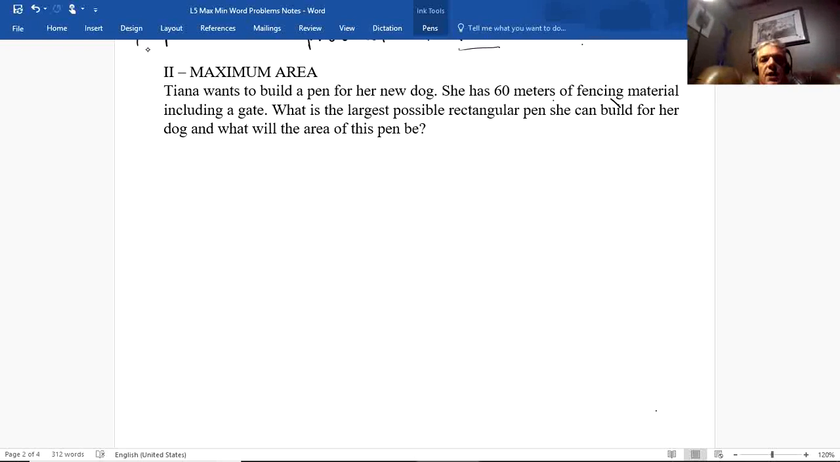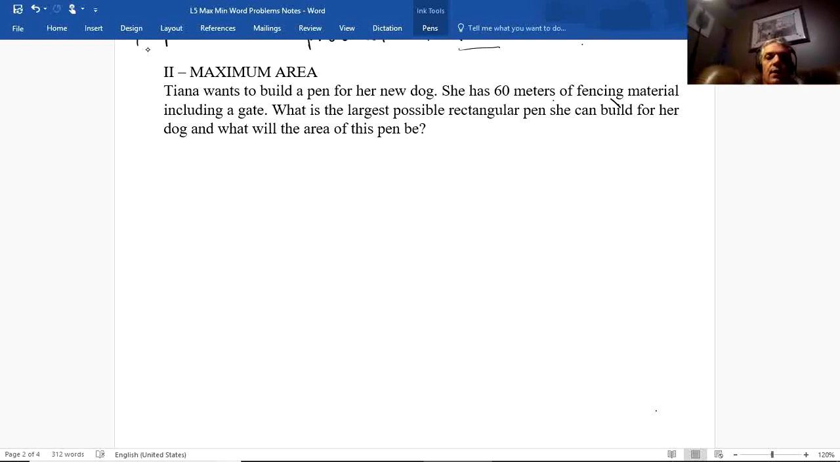Okay, so Gianna wants to build a fence or a pen for her new dog. She has 60 meters of fencing material, including a gate. What is the largest possible rectangular shaped pen she can build for her dog? And what will the area of this pen be? So she wanted to know the dimensions that will make the biggest pen for her dog. Yeah, she wants her dog to have the most amount of space, okay?